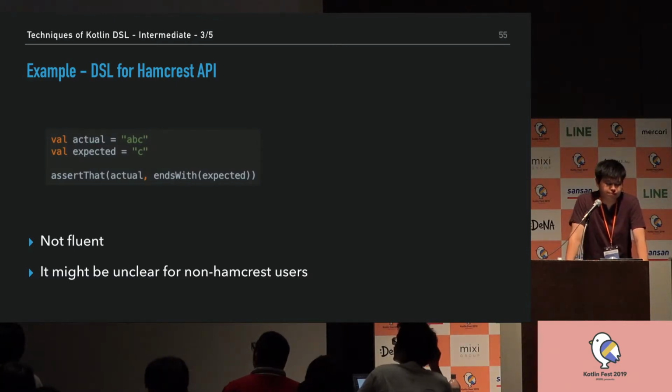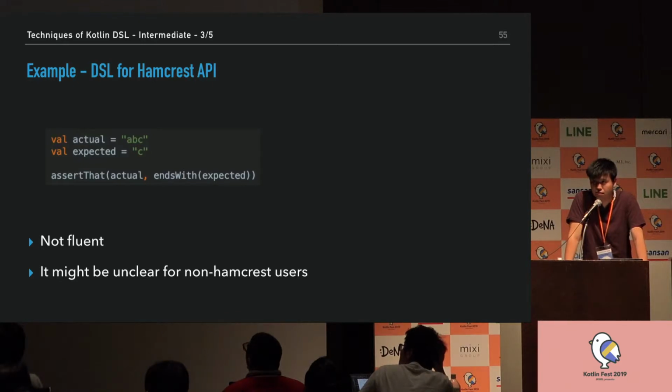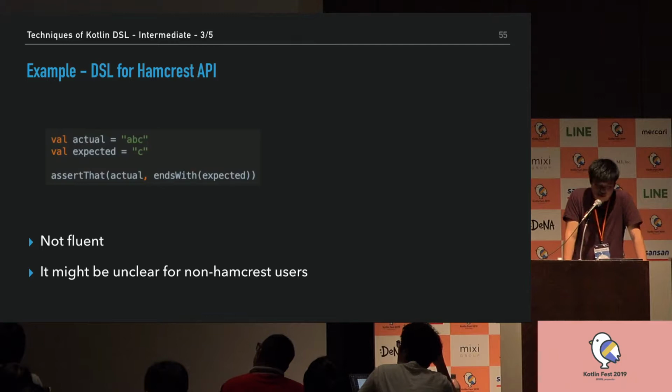I choose the Hamcrest API as an example. This sample code is just a simple usage of the Hamcrest API. But this is not fluent, and also it might be unclear for non-Hamcrest users. I mean, this requires Hamcrest's knowledge, Hamcrest's interfaces.